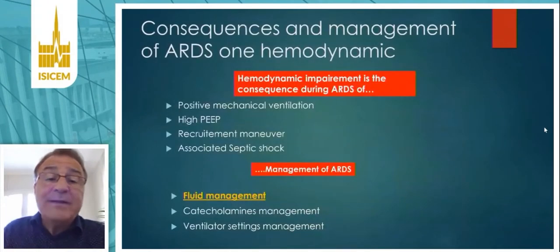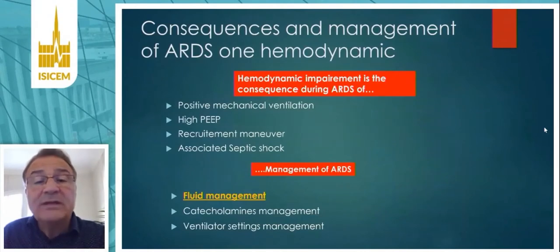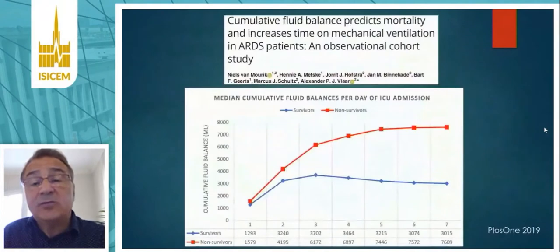In contrast with the non-responder patients, in which the recruitment maneuver induced a dramatic decrease of the cardiac output. And then, how to manage hemodynamics in ARDS patients. First, regarding the fluid management, we know that we have to avoid hypovolemia, because with hypovolemia, by increasing the PEEP and doing the recruitment maneuver, you may decrease the venous return and then induce a hemodynamic impairment. But in contrast, we know that when we have a very high cumulative fluid balance, we increase the mortality of patients with ARDS.